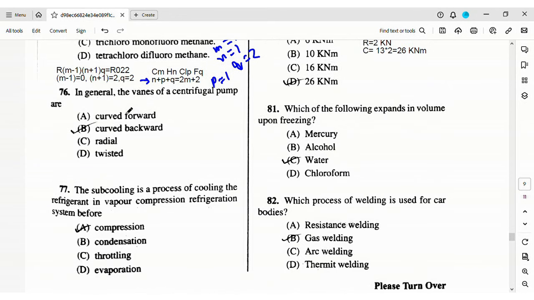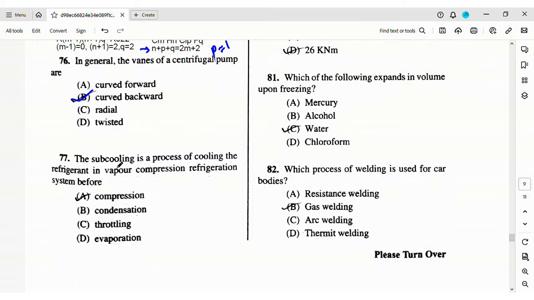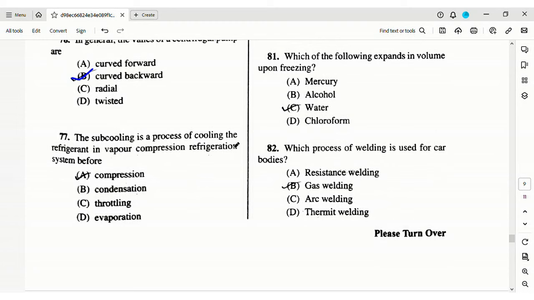In general, the vanes of a centrifugal pump are curved backward. The subcooling is a process of cooling the refrigerant in a vapor compression refrigeration system before throttling. Before throttling, we do subcooling, in case of a VCRS.